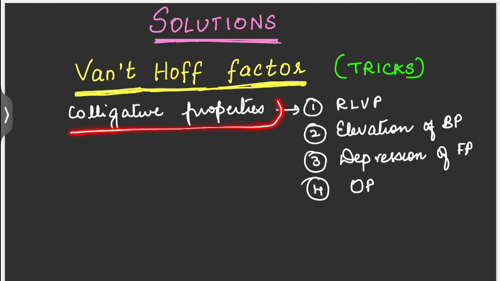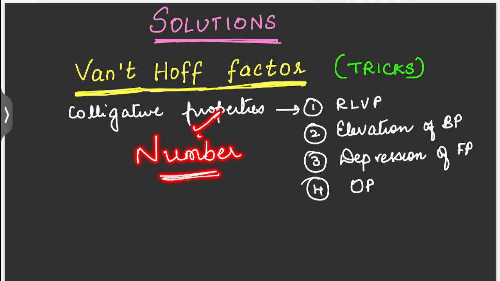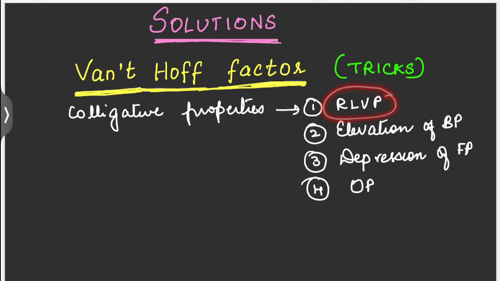Colligative property means the properties which depend upon the number of solute particles present. It doesn't depend on the nature of the solute, but on the number of solute particles present. That is called colligative property. If you want to calculate colligative properties, you need to know the value of Van Hoff factor. Only then can you easily calculate them. In this video, I'll teach you a trick using which you can easily find the value of Van Hoff factor. So let us start the video.